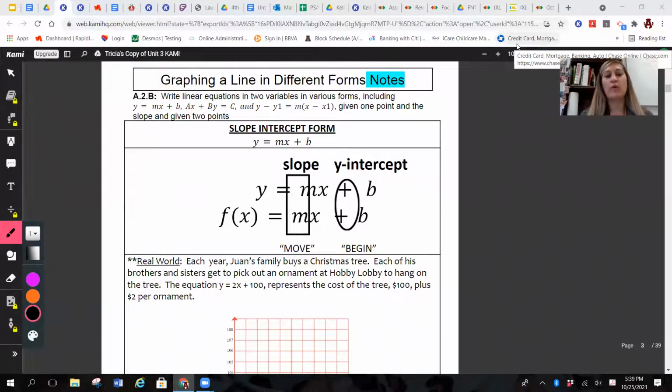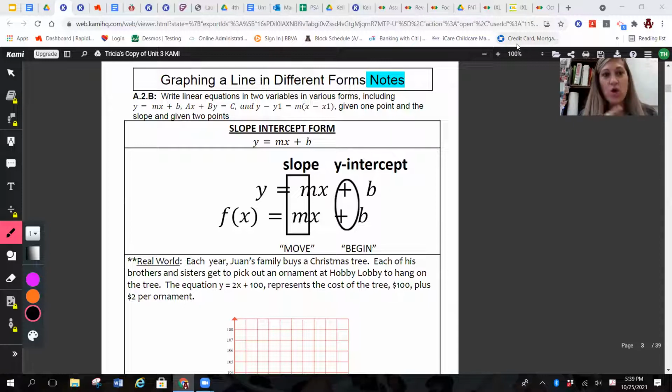All right, all right, all right. We are graphing a line in different forms. Today, our TEK is writing linear equations. We're going to write them in two variables, x, y, in various forms.